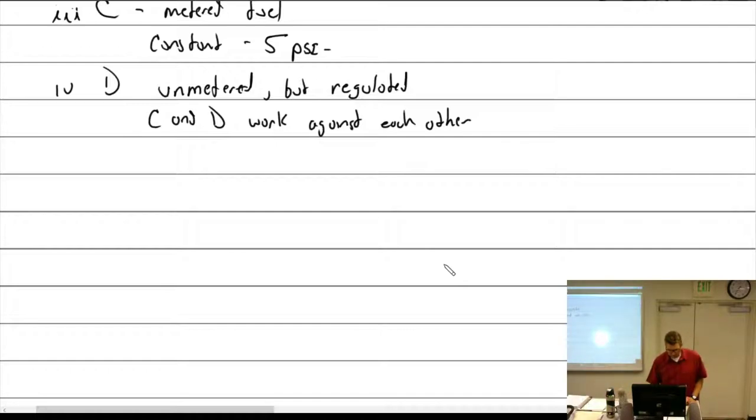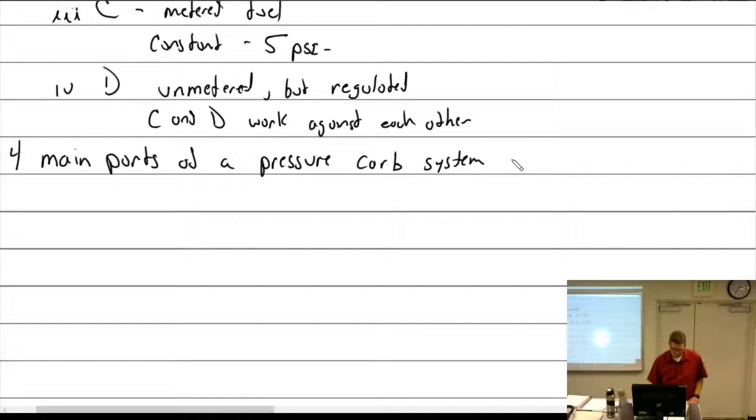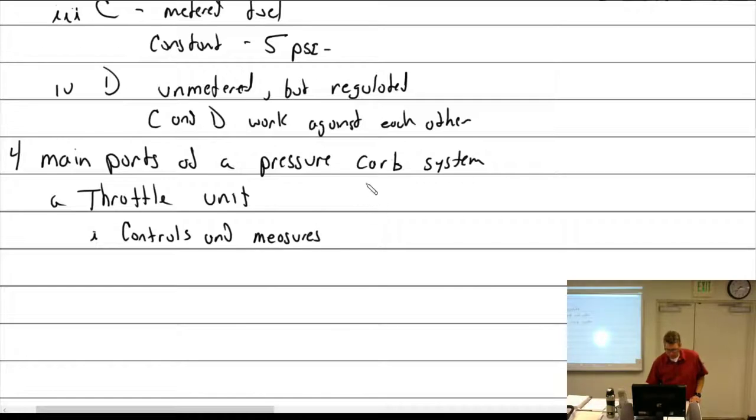All right, let's go. Main parts of a pressure carb system. We have the throttle unit. The throttle unit controls, because it has the throttle plate in it. Controls and measures the mass airflow to the engine.